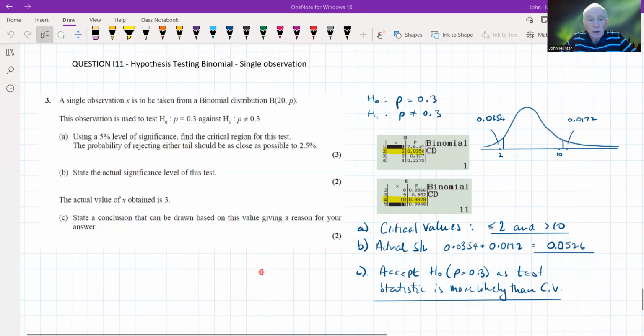Just going back to this first one, a kind of warning on these things: don't be put off by questions which are badly put together, as is this one.